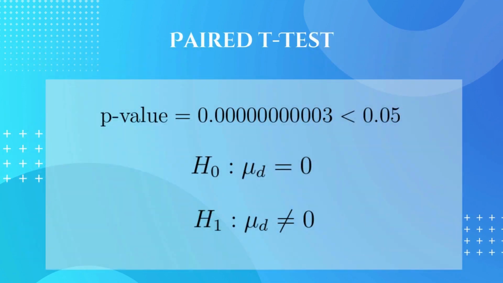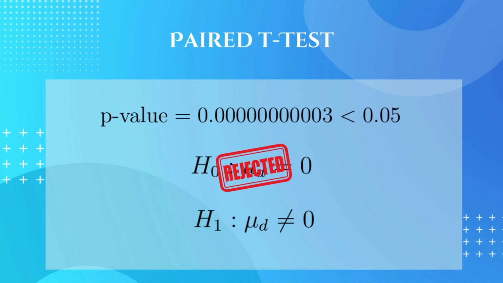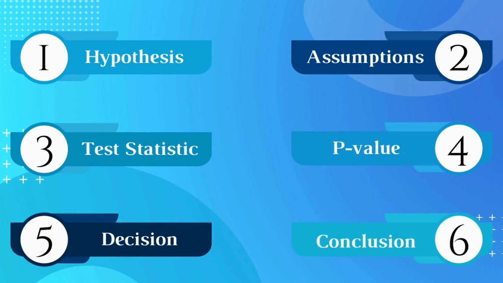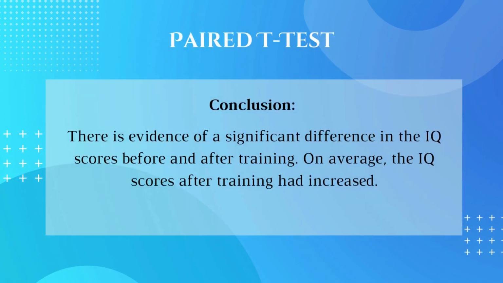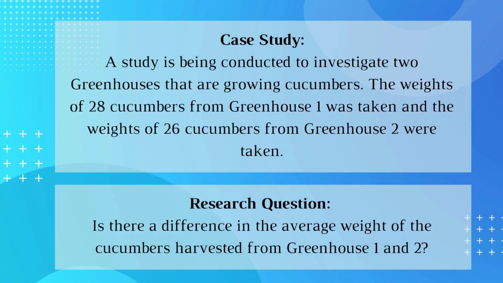Given that our p-value is less than 0.05, we can reject the null hypothesis in favor of the alternative hypothesis. Finally, we state the conclusion. We can conclude that there is evidence of a significant difference in the IQ scores before and after training. On average, the IQ scores after training had increased.